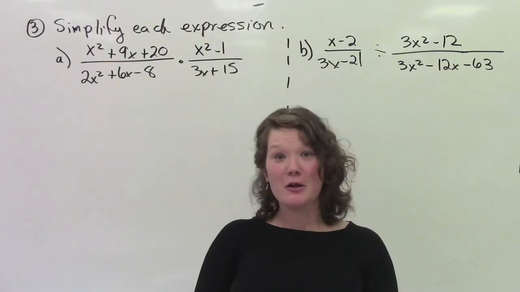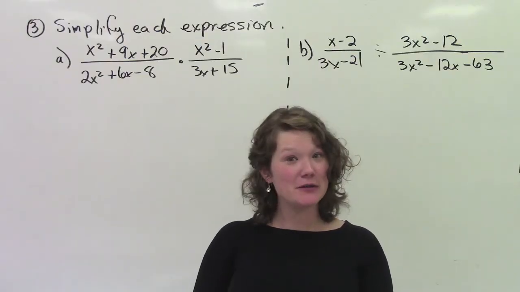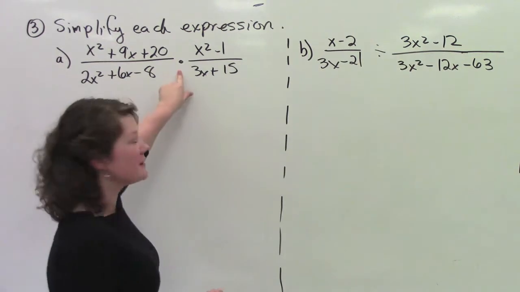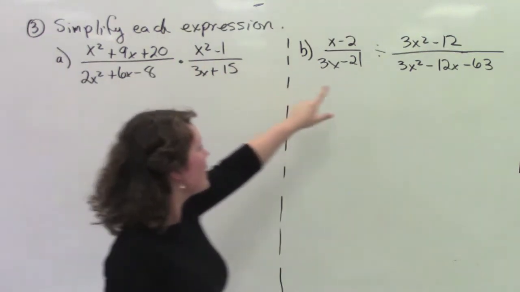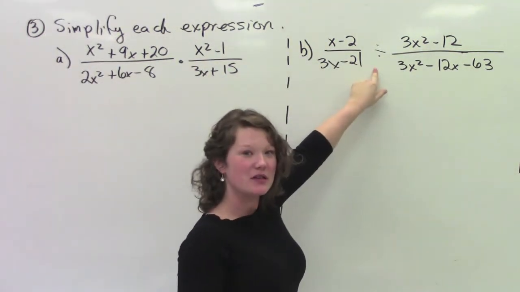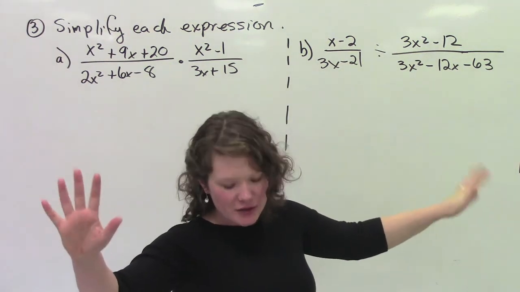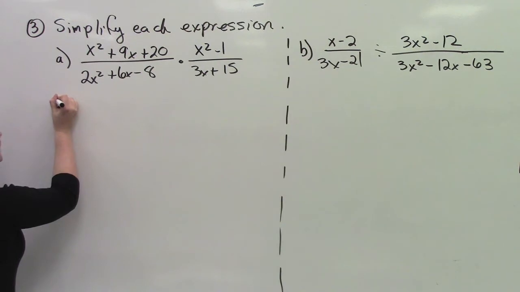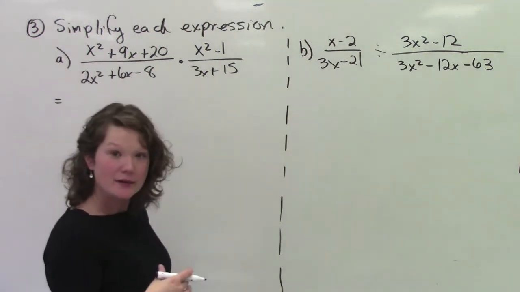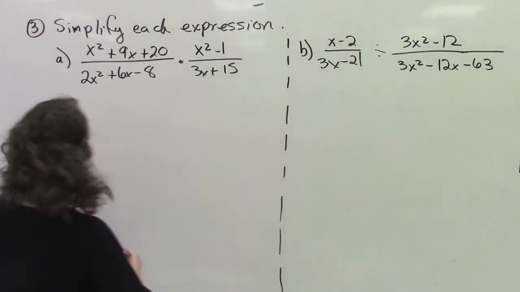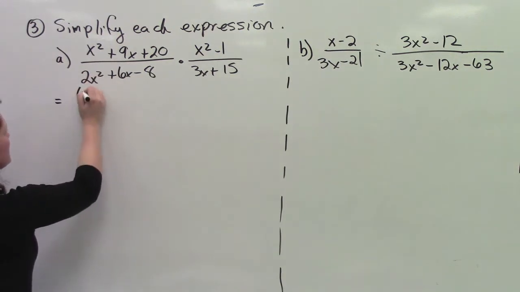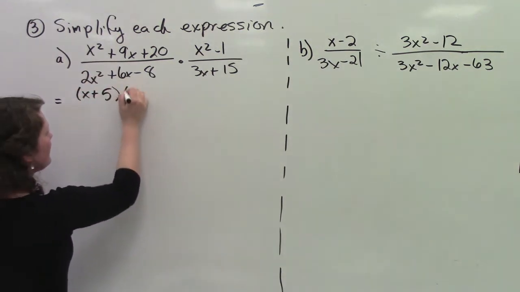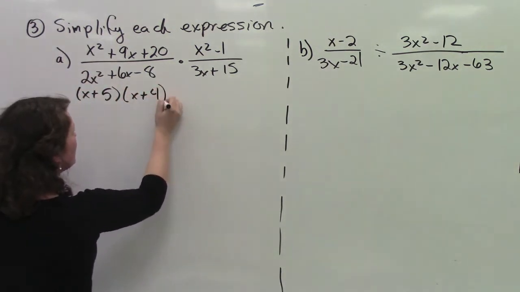Okay. Alright, so on to the questions. A, which is a multiplication, and B, which is a division. Let's just start out with the multiplication. It's a little bit easier. So first things first, we always want to what? That's right, factor it. So then this one becomes x plus 5, x plus 4.